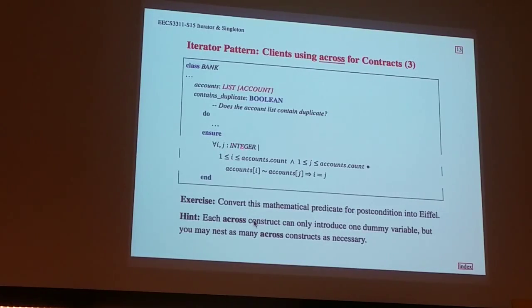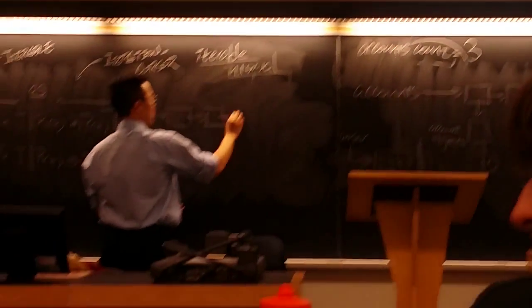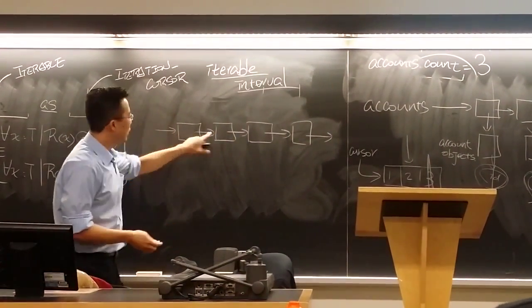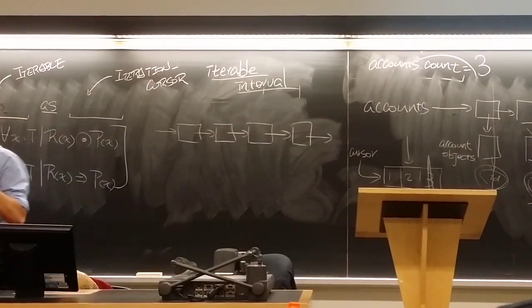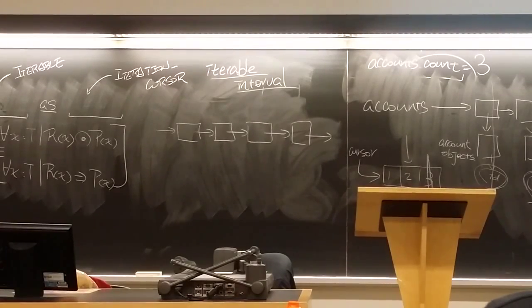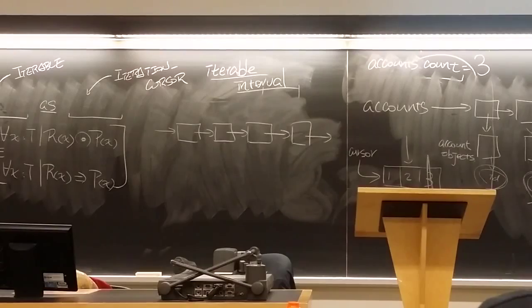For any I and j of type integer, such that I is actually some valid index for the list, and j is another valid index, and I'm saying this is true. Okay, let me use a different line. This is the list of accounts we have. In this case, we have 1, 2, 3, and 4. We have 4 accounts in the list. So that means I can go from 1 to 4. J can also go from 1 to 4.